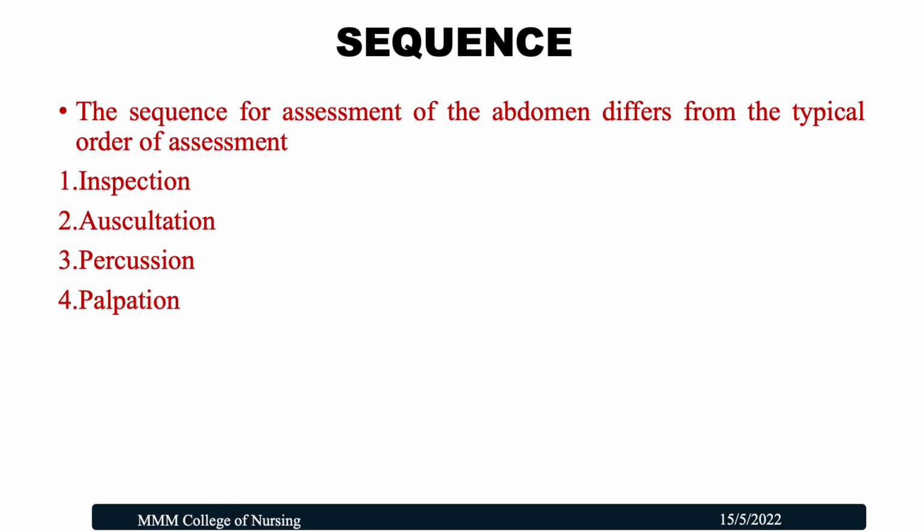The sequence of assessment of the abdomen differs from the typical order of assessment. The first step is inspection, the second step is auscultation, the third step is percussion, and the fourth step is palpation. Auscultate after you inspect so as to not alter the client's bowel sounds.